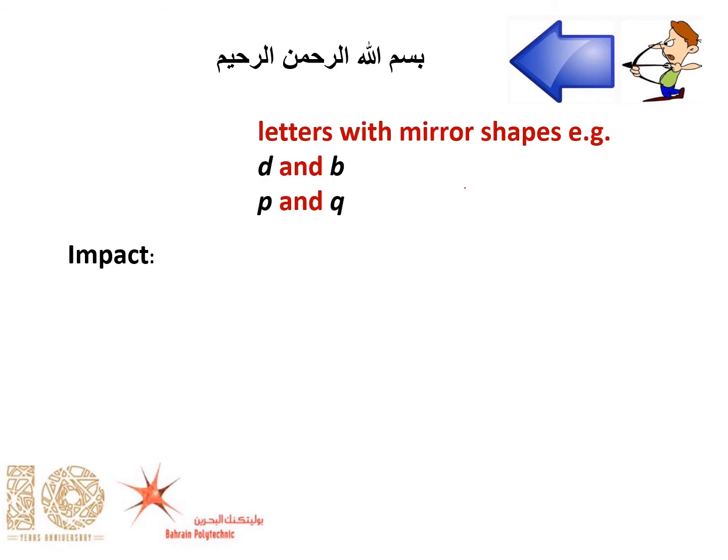One of them is writing or miswriting the letters with mirror shapes, like D and B. So especially young learners of the English language might write B for D or D for B, and it is the same for P and Q. They will need some time until they get used to writing these letters in the right direction.